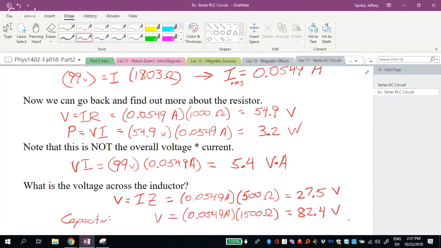And that's because of this cancellation of voltages in AC circuits, that the inductor and the capacitor cancel each other out. Wait, the capacitor wasn't 1500, was it? The capacitor was 2000, wasn't it? Yes. Okay, so we've got to fix this. 2000. So 109.8 volts.